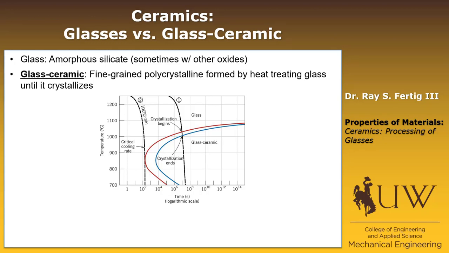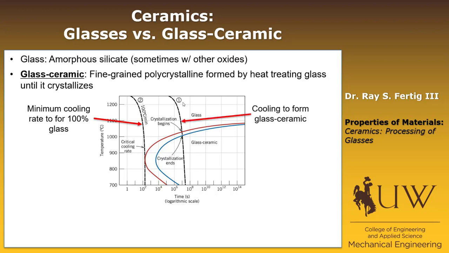So if we have a cooling curve that is shown by this dashed line, that's the minimum cooling rate to get a 100% glass part. If we cool at a rate less than that, then we're going to end up cooling through at least some of this transformation region, and we'll end up with some amount of crystalline silicate. So that's how we would achieve a full glass ceramic there.